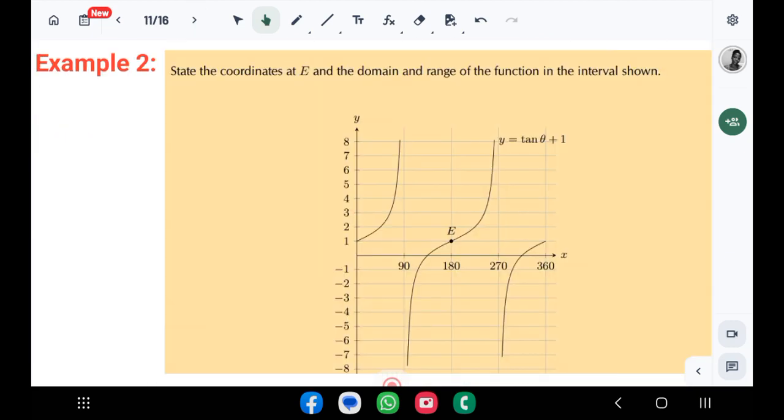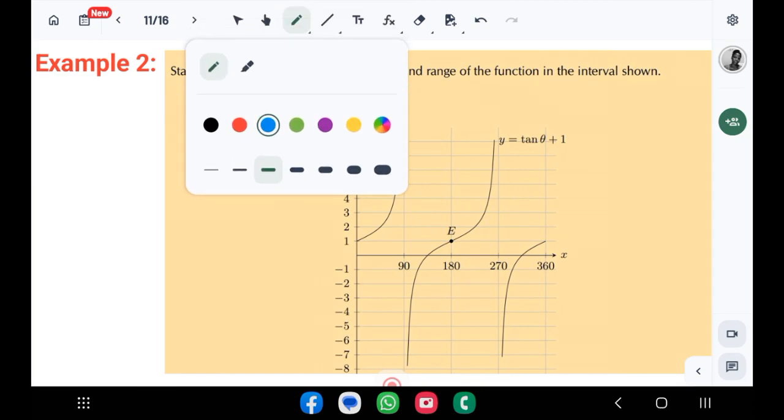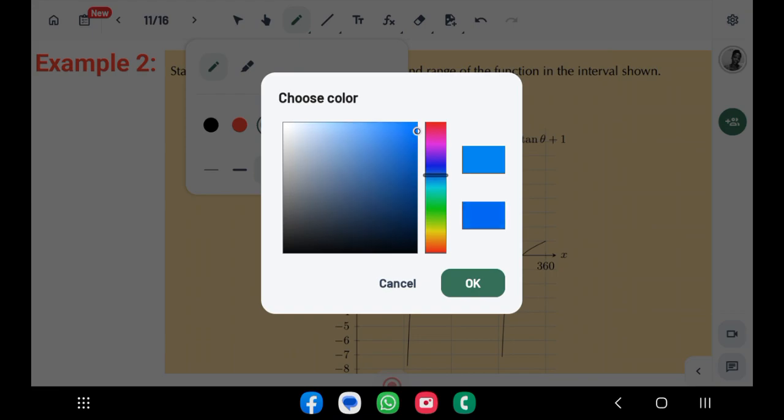Now let's look at the next example. Example 2: state the coordinates of E, and the domain and range of the function in the interval shown. Okay, let's start with the coordinates of E. The x coordinate is 180 and the y coordinate is 1. So here is what we have. Okay, let's change the color.